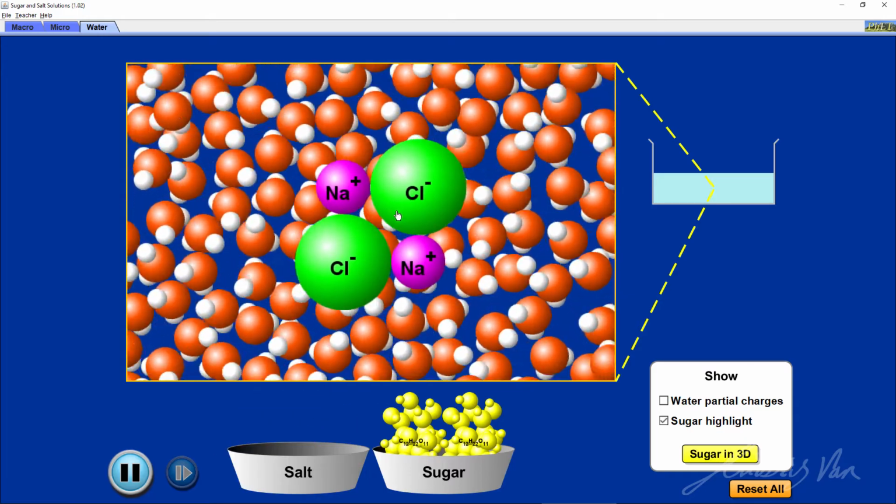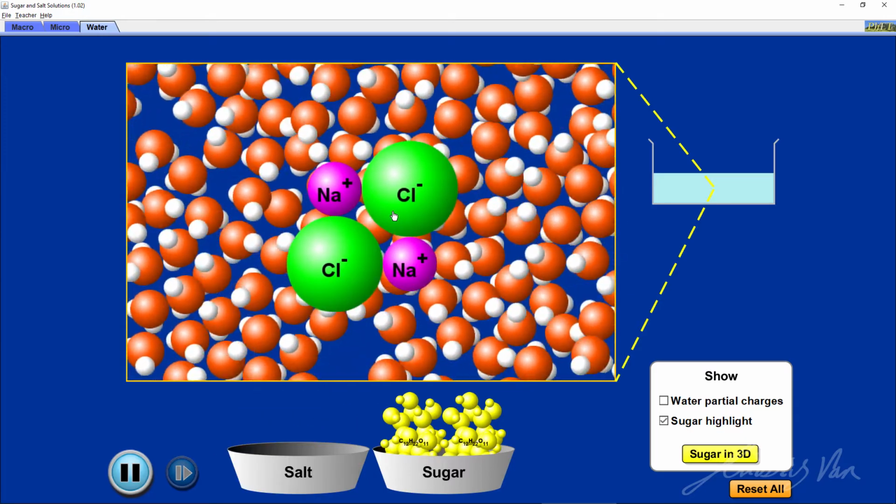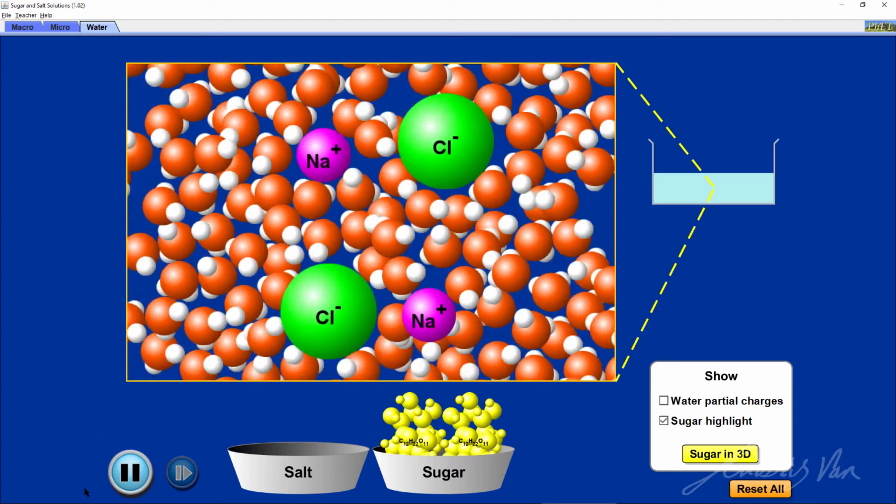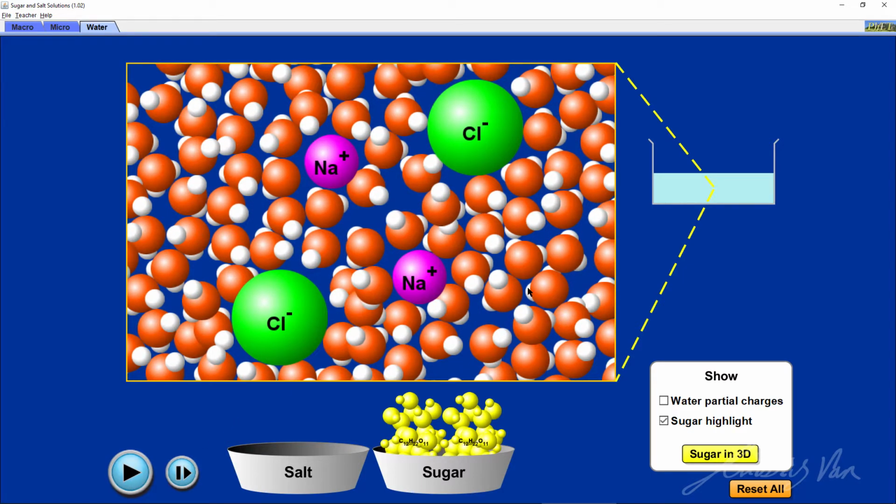I'm going to add in a salt particle. Observe carefully what happens. So immediately when I add in the salt particle, the water molecules will start to surround the sodium ion as well as the chloride ion, separating or dissociating them, causing them to dissolve. So the question on your mind might be, why do the water molecules do this?